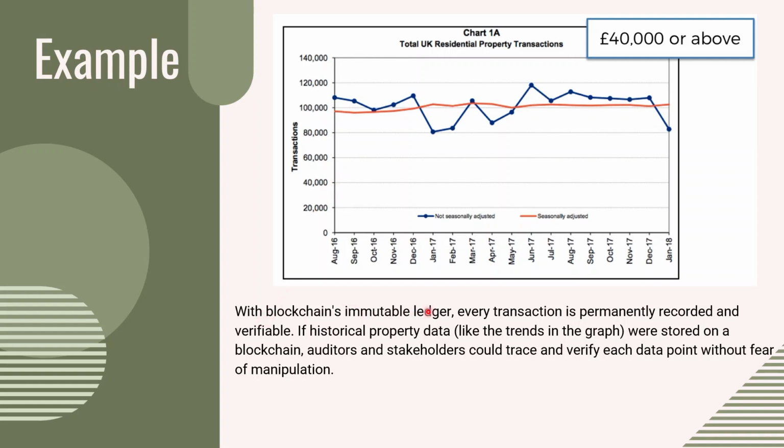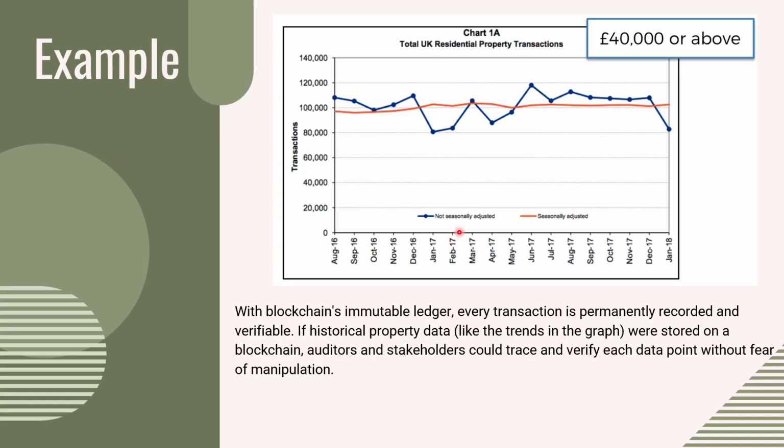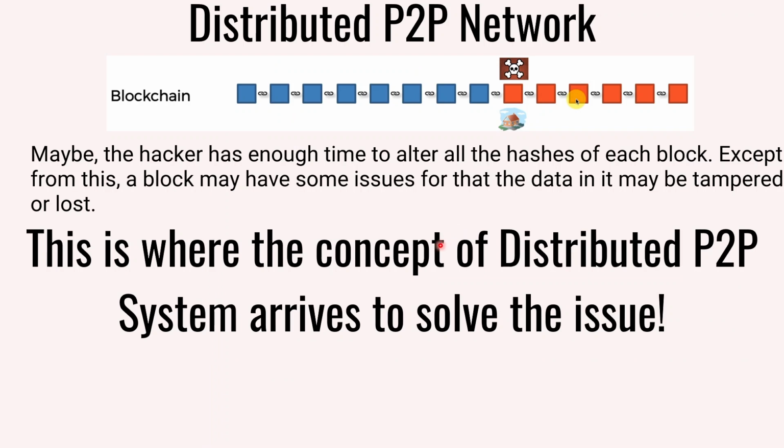So, with blockchain's immutable ledger, every transaction is permanently recorded and verified. If historical property data are stored on a blockchain, auditors and stakeholders could trace and verify each data point without fear of manipulation. So, I hope you have understood the immutable ledger concept very well. Now we will go to our next segment, which is the distributed peer-to-peer network.